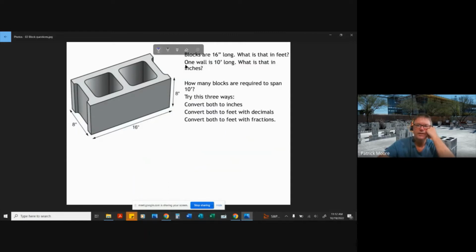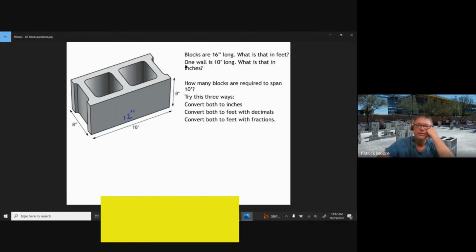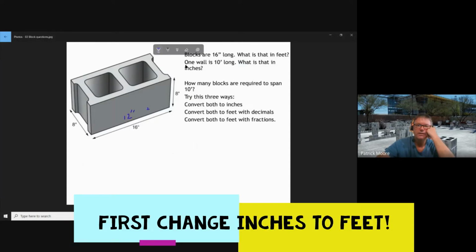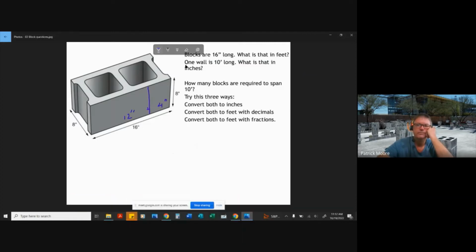So 16 inches is 12 inches plus 13, 14, 15, 16, plus 4 inches. So if I made a line up here where the 12 inches was, that would be 1 foot. That's 1 foot from there to there. And 4 inches, an inch is a 1/12 of a foot, so it's 4/12. So the width, instead of 16 inches, is 1 4/12 feet.